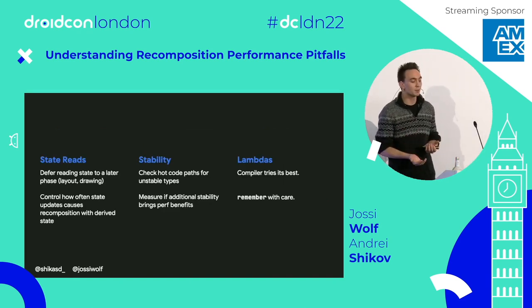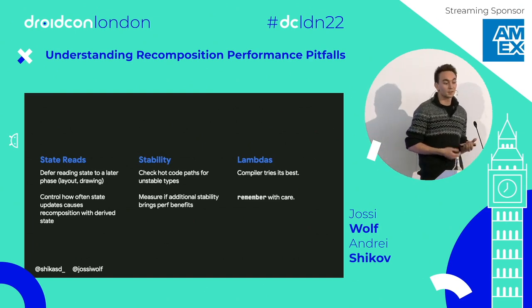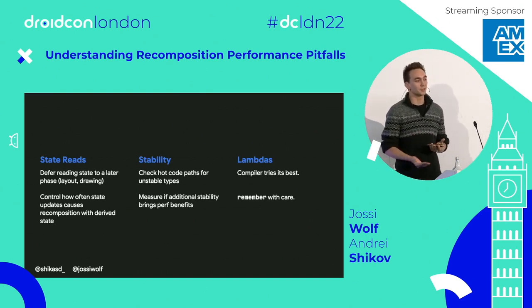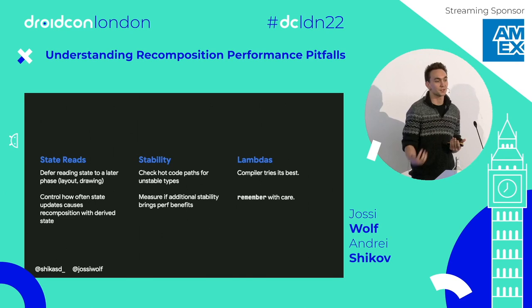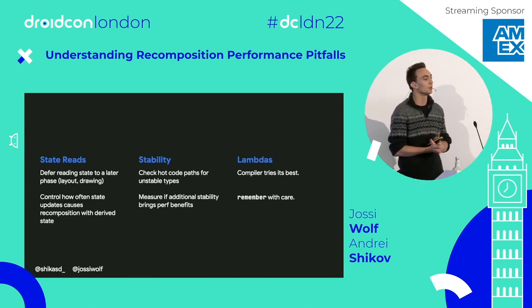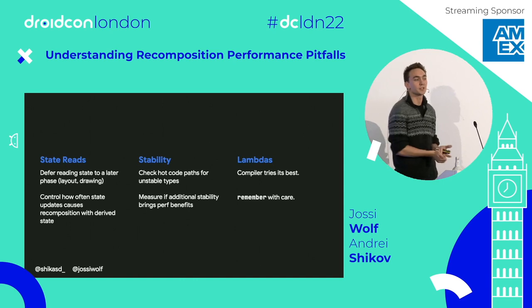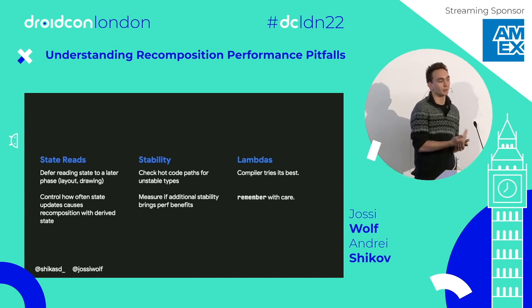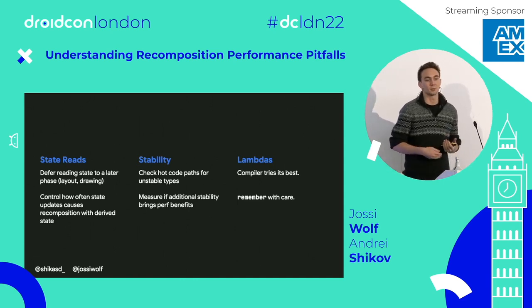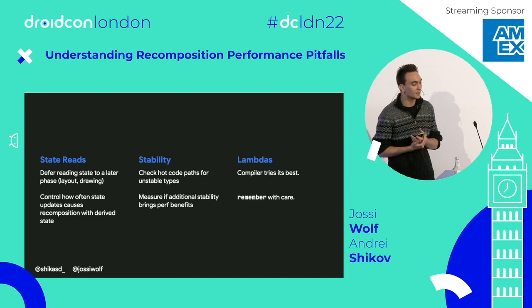So number one to keep in mind: state reads. If you are seeing any performance issues, look out for state reads. Where are you reading your state? Are you reading it in composition? Are you reading it as far down in the tree as possible? Are you reading it in composition or layout or draw? And can you maybe defer the read to the latest stage, for example, if you're applying an offset or something?